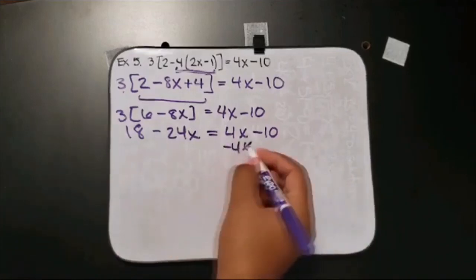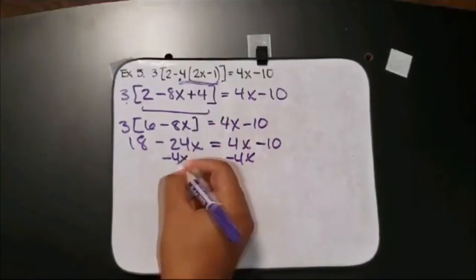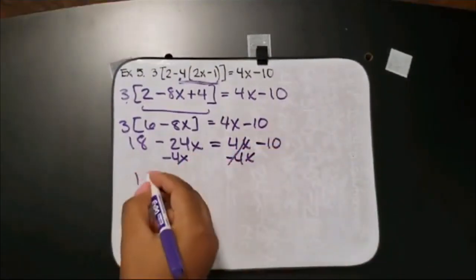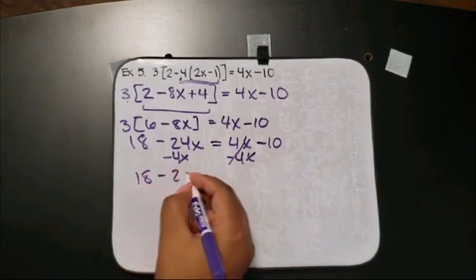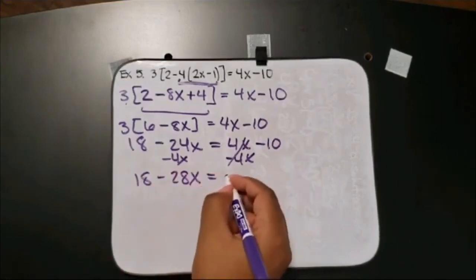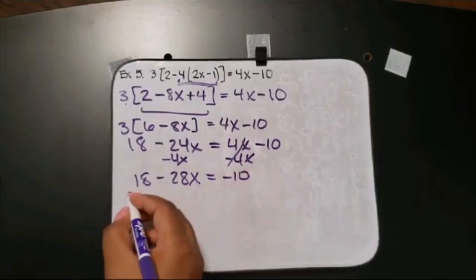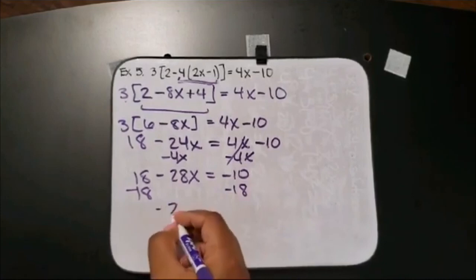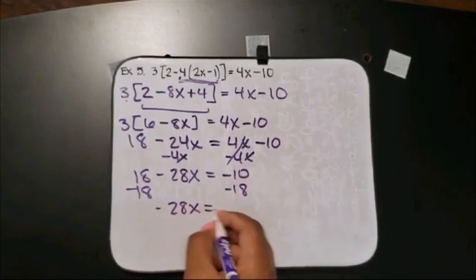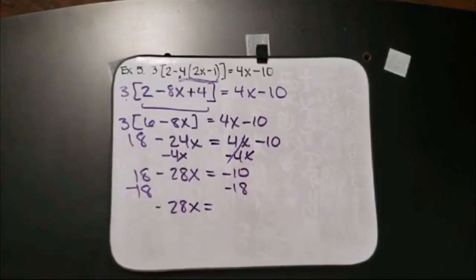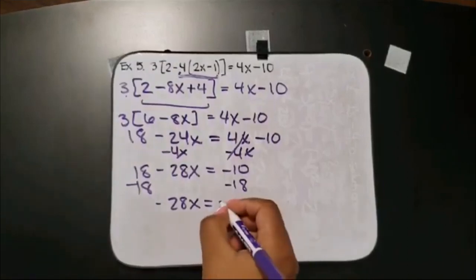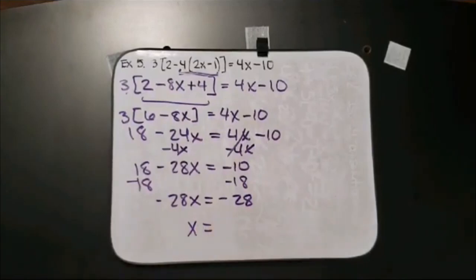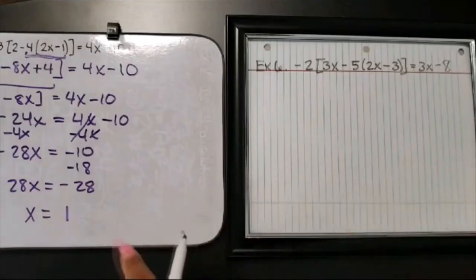So we can subtract 4x from both sides. And we get 18 minus 28x equals negative 10. Then we can subtract 18 from both sides. And we get negative 28x equals negative 28. From here, hopefully everybody got 1.